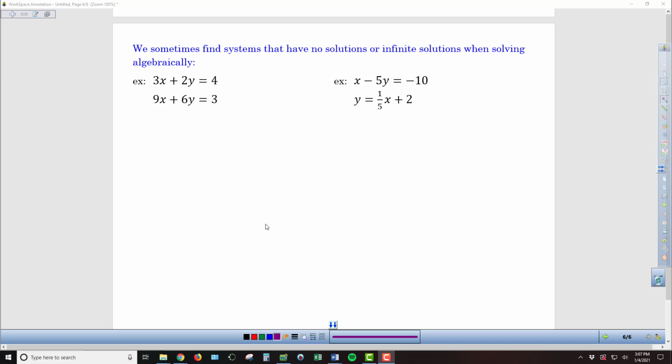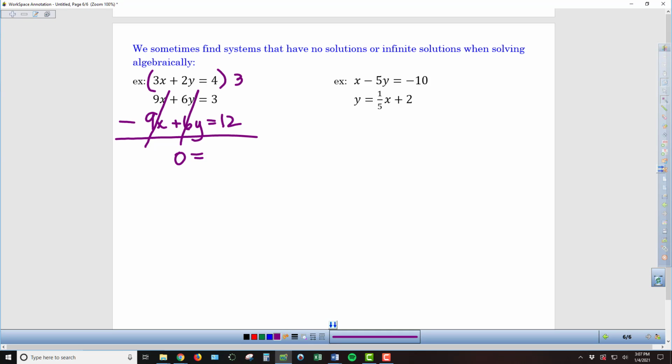So if we take a look at this first example here, I'm going to use elimination. I'm going to go ahead and multiply this top equation by 3 to get the x's to match up, but we can see that's also going to mean the y's are going to match up. So I'm going to get 9x plus 6y equals 12. And so now if I subtract these two equations, you can see the x's are going to disappear, so those are gone. The y's are going to disappear as well, so we get 0 over here on this left-hand side. But on the other side, we get 3 minus 12, which is negative 9. And that is decidedly not true. 0 does not equal negative 9.